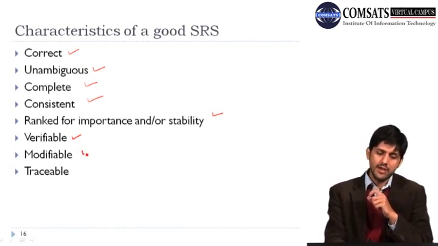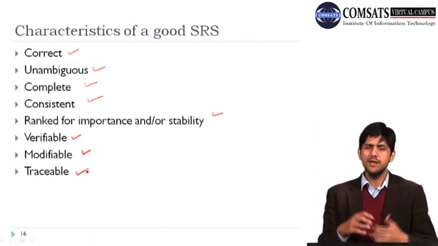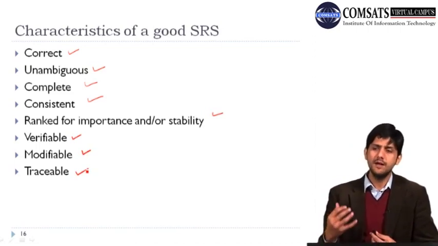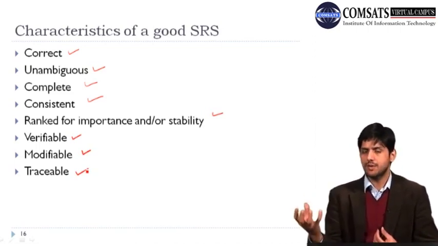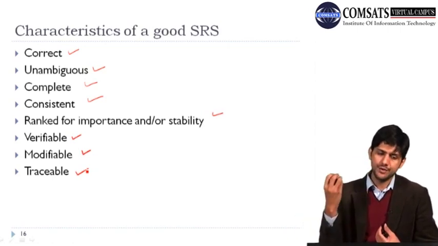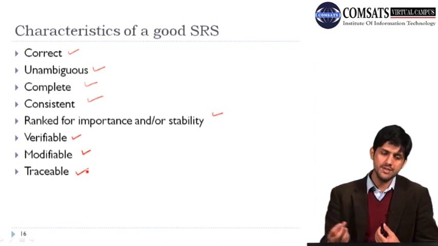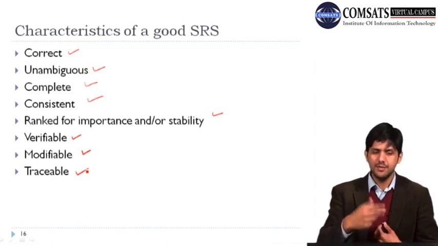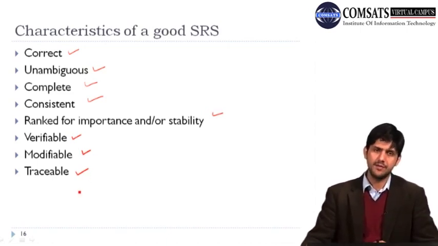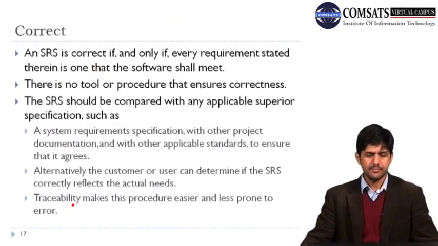The requirement should be modifiable, it should be traceable. So generally, when we are expressing requirements, and when we are specifying those system requirements at a lower level of abstraction, we should think that each requirement is correct. It should not be ambiguous. It should be complete, consistent, and it should take care of all these characteristics.